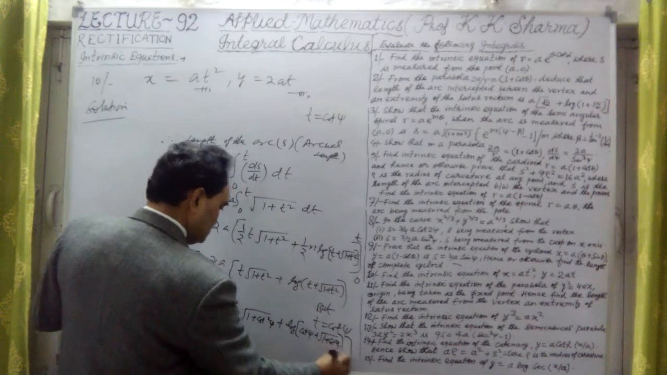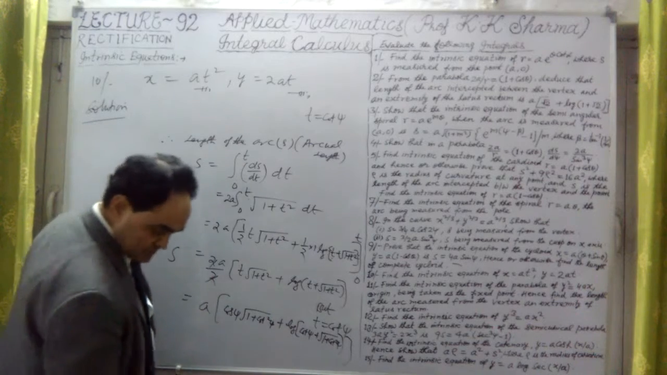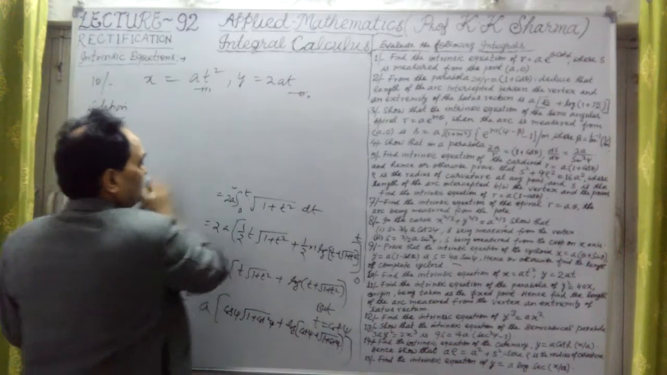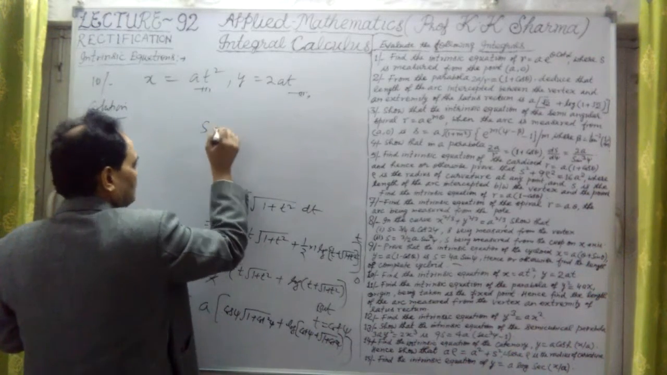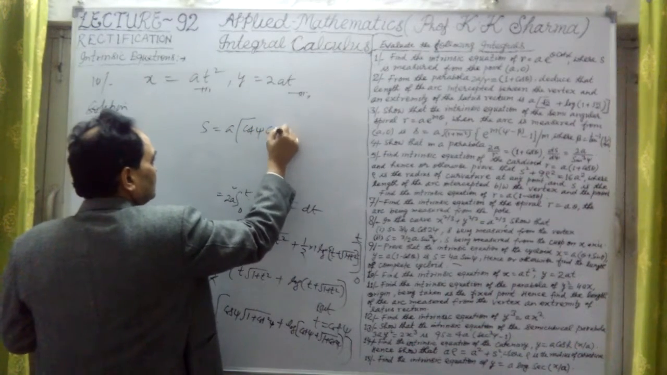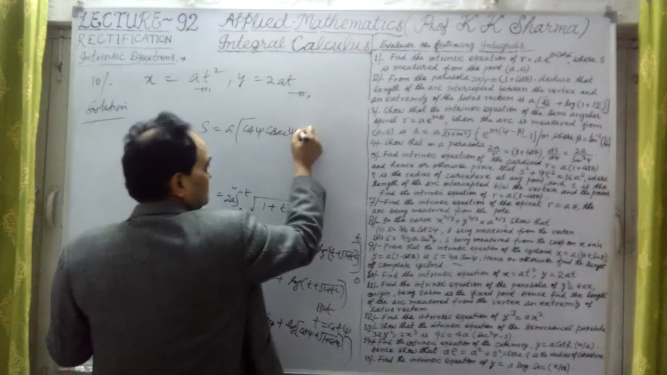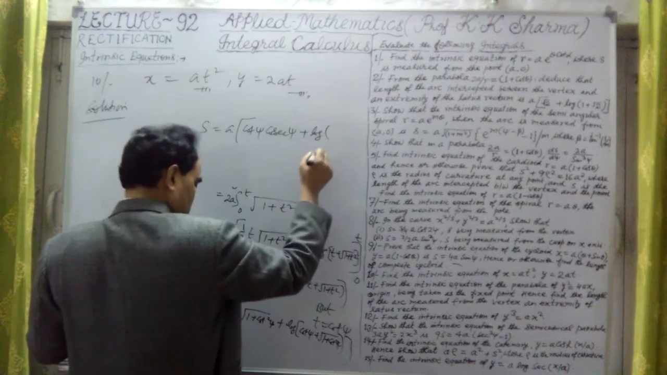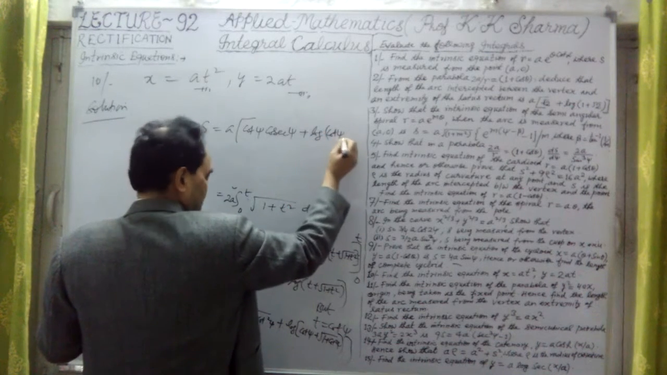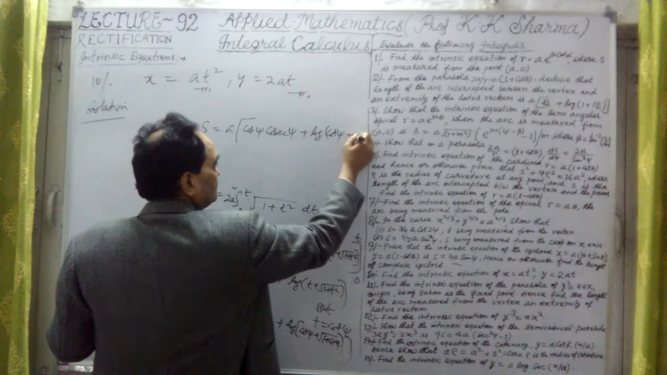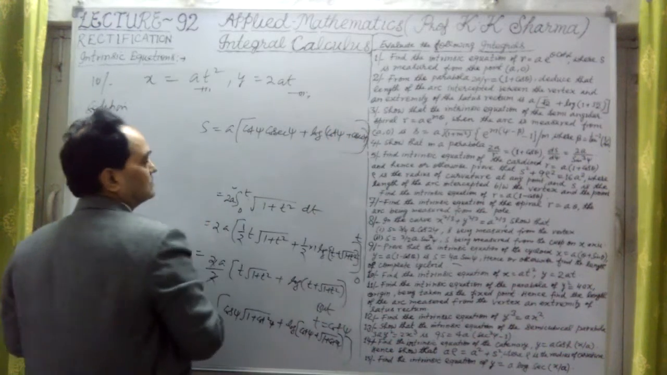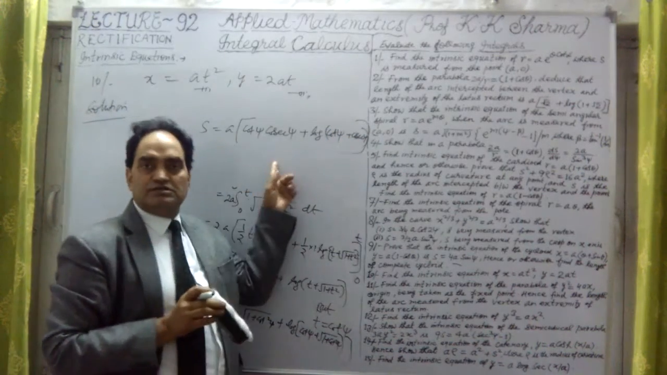Okay, so this will give us finally the answer. Therefore finally the answer is S is equal to a, within bracket, cot psi into cosec psi plus log of cot psi plus cosec psi. So this is the final answer, or the intrinsic equation.